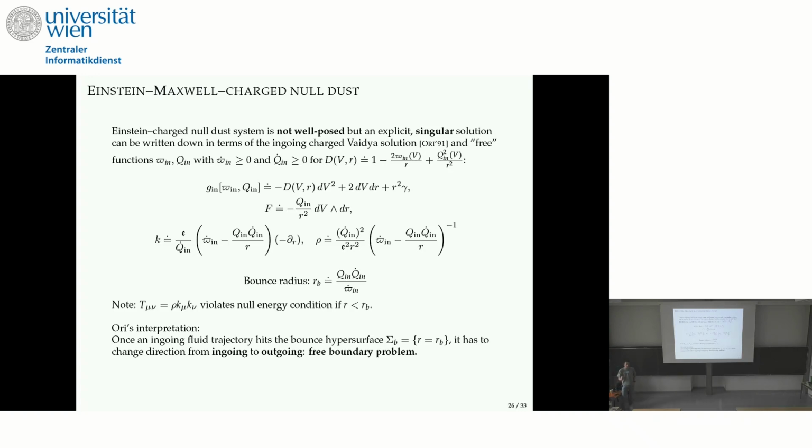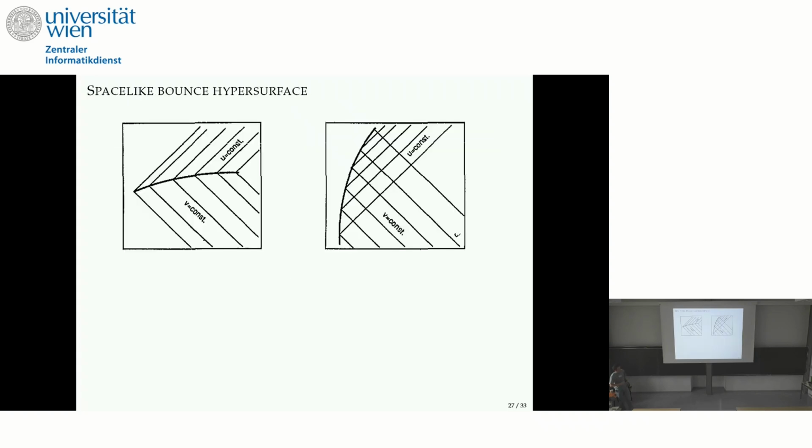The fluid velocity can stop, and that's one of the reasons why this can now not happen for the geodesic equation, but for the Lorentz force equation this can happen, because it's not a spray, it's a semi-spray. Okay, so at that bounce radius, if you continue just having that solution, the energy momentum tensor violates the null energy condition as r is smaller than r_b. And so Ori's interpretation was that once the ingoing fluid trajectory hits that bounce radius, it has to change direction from ingoing to outgoing in a discontinuous manner.